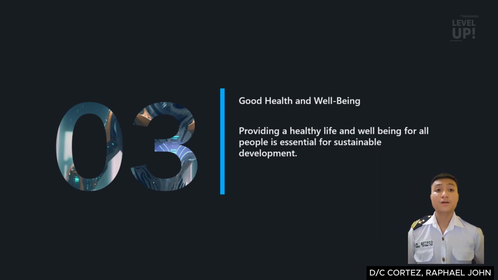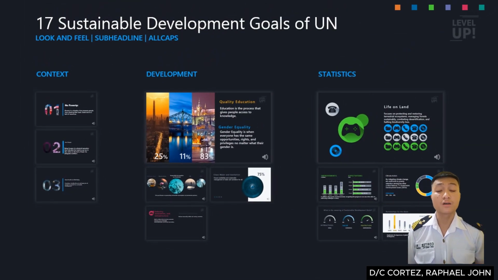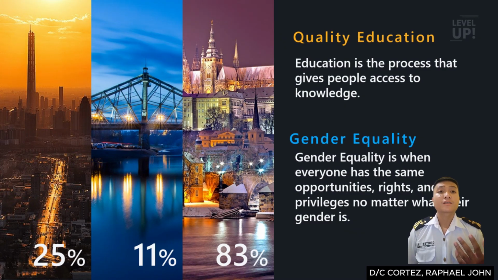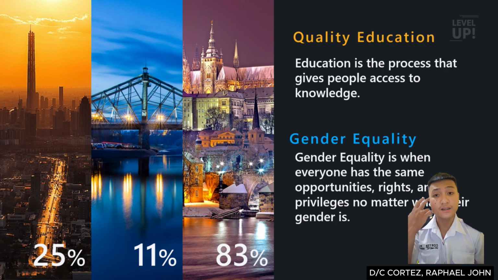And now, let's talk about the fourth Sustainable Development Goal of the United Nations. The fourth Sustainable Development Goal is quality education. What is education? Education is a process that gives people access to knowledge. This allows us to better understand our communities, values, and culture, build social skills, and get necessary training to perform different jobs when we become adults.